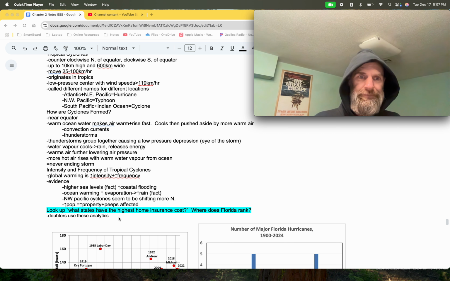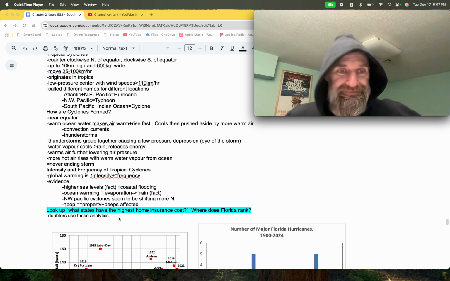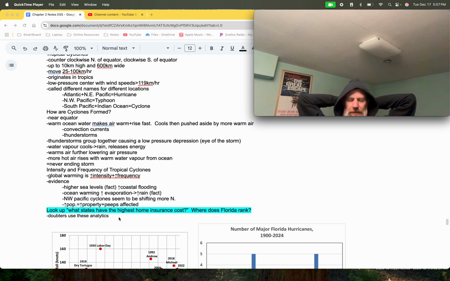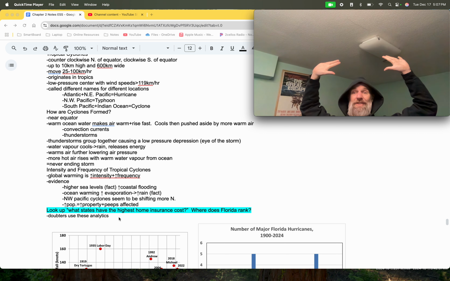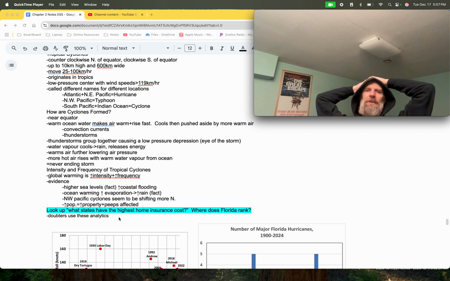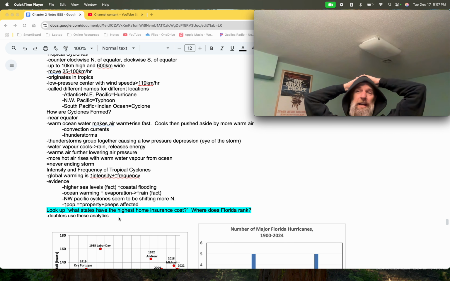Look, higher sea levels. Fact. Water's risen. It's higher than it ever has been before. So because of that, the coastal flooding is going to be worse. Fact. Ocean warming increases evaporation, and as it increases evaporation, it then increases rain. Fact. So, yep, Northwest Pacific cyclones seem to be shifting more north. That's not fact. It's just an observation.